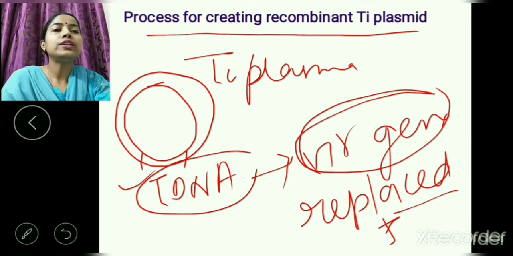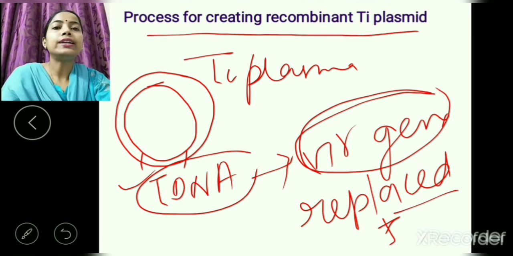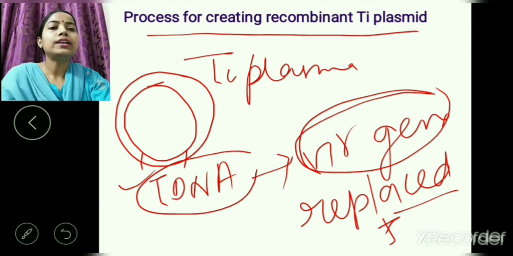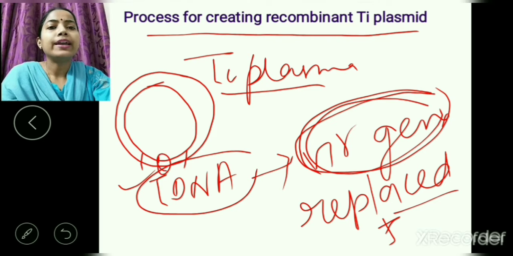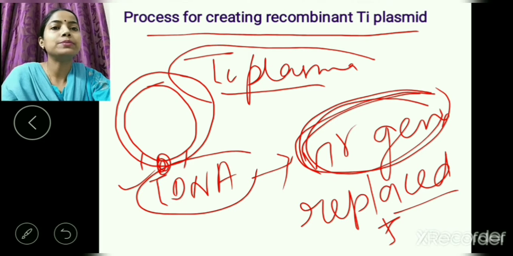So this foreign gene, along with the selectable marker, because later on we have to select which plant cell is carrying our foreign gene and which are not carrying our foreign gene. So this tDNA region with the vir gene is replaced with that of the foreign gene and selectable marker. So when the Ti plasmid now carries the foreign gene in its tDNA region instead of the vir gene, this Ti plasmid is referred to as recombinant Ti plasmid.